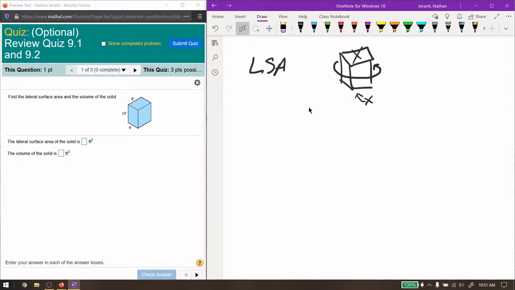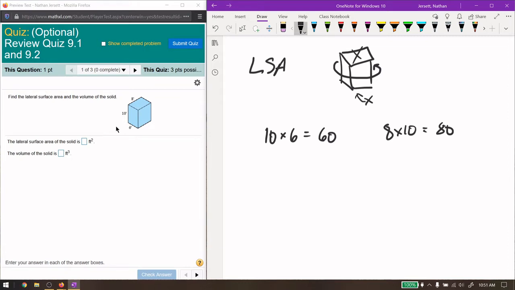Volume, however, is still the same. So the lateral surface area is going to be this side here, which is 10 by 6. So we have 10 by 6, which is, of course, 60 feet squared. This measurement is the same as this one here, so it's going to be an 8. And this distance is the same as this distance, so it's going to be 10. So it's going to be an 8 by 10 rectangle, which is 80.